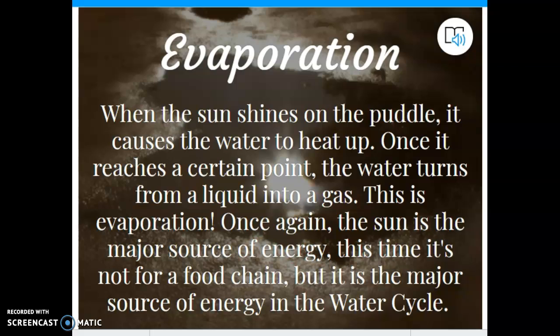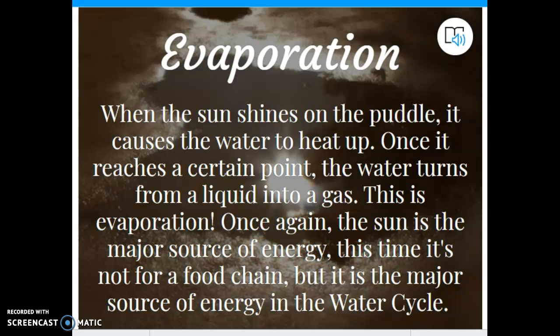When the sun shines on that puddle, it causes the water to heat up. Once the water reaches a certain point, it turns from a liquid, which we can see, into a gas or water vapor, which we cannot see. In the classroom right now, there is water vapor coming out of everyone's mouth that is talking or just mouth breathing. Water vapor. It is everywhere. It is outside of the car. It is inside of the car. Water is in its gas form.